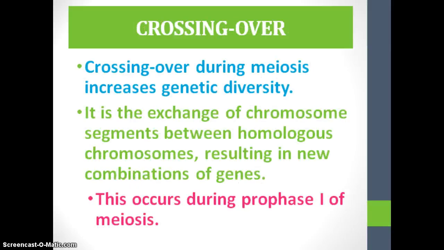The second way that sexual reproduction leads to genetic variation is crossing over. Crossing over during meiosis increases genetic diversity. When homologous chromosomes form pairs during prophase 1 of meiosis 1, crossing over can occur. It is essentially the exchange of genetic material or chromosome segments between homologous chromosomes. This results in new combinations of genes on each chromosome.